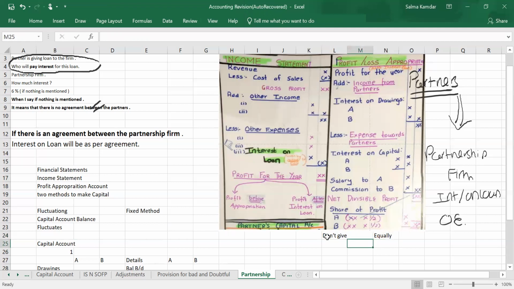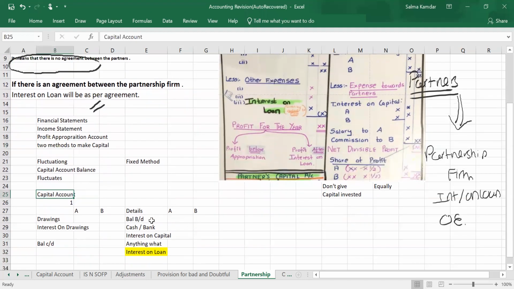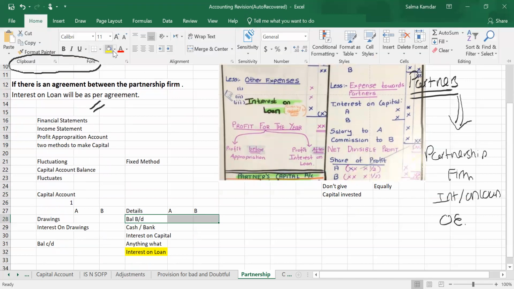Sometimes they will give it in the upper part of the question that they share profits in the ratio of capital invested. In that case, you will have to find the ratio of capital invested. Next, you make the capital account. As per the fluctuating method, you will make only one capital account where the opening balance would be different from the closing balance.